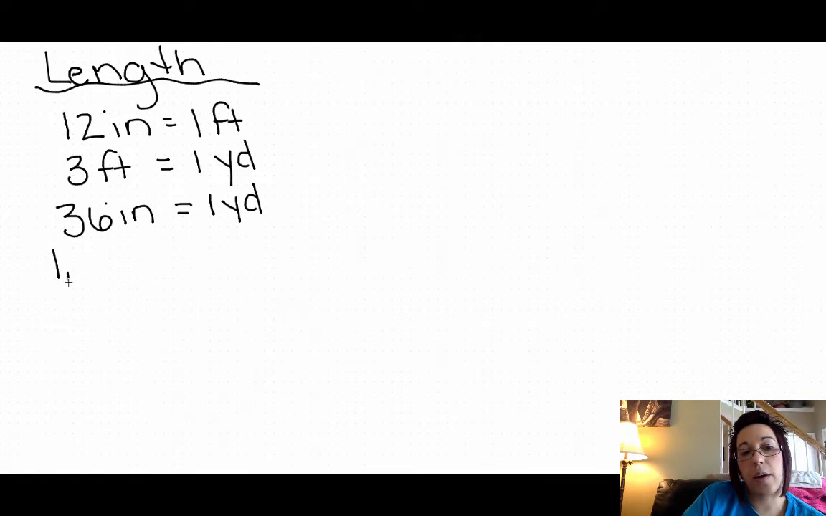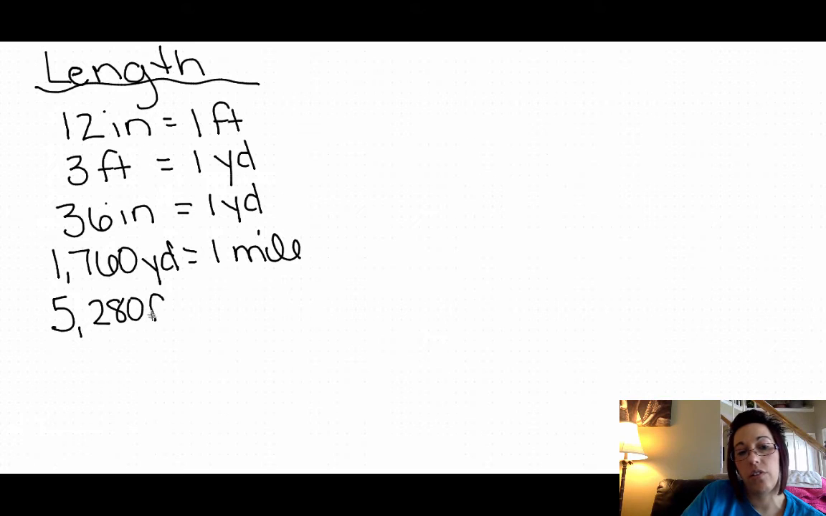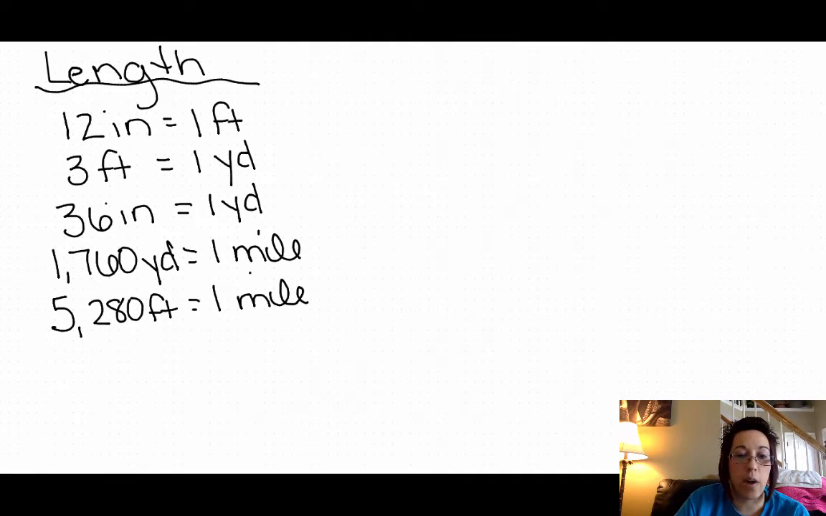There are 1,760 yards in 1 mile. There are also 5,280 feet in 1 mile. So go ahead and make sure that you have these written down in your notes and come back and we will talk about weight and mass.